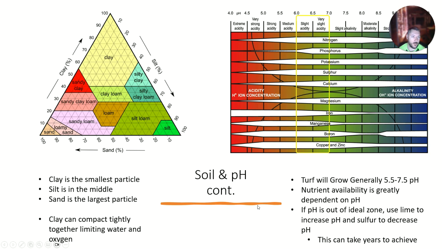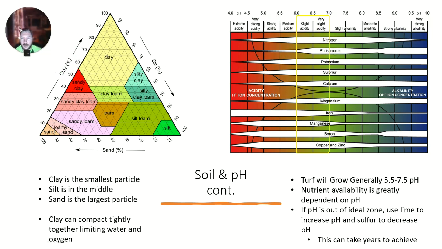And here's some good examples, right? I'm actually going to move myself over here because I think I'll get out of the way. So this triangle here is showing us basically what soil is and soil structure and soil makeup. We have clay, we have loam, and we have sand, silt.